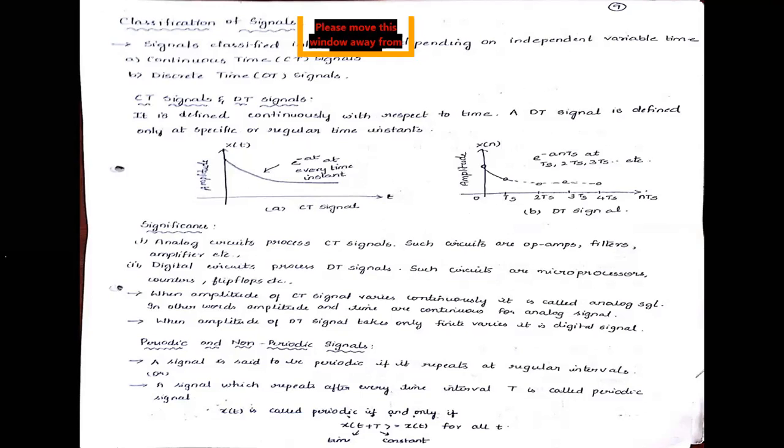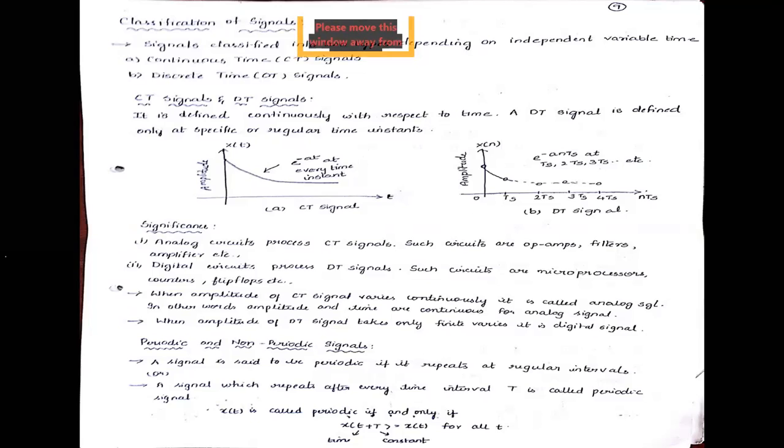And amplifiers. What are the amplifiers we have? Operational amplifiers in the LIC. Amplifiers will come in the EDC only, which we are learning now: electronic devices and circuits. These are the examples for analog circuits and digital circuits. Analog circuits are related to continuous time signals. Digital circuits are related to discrete time signals.